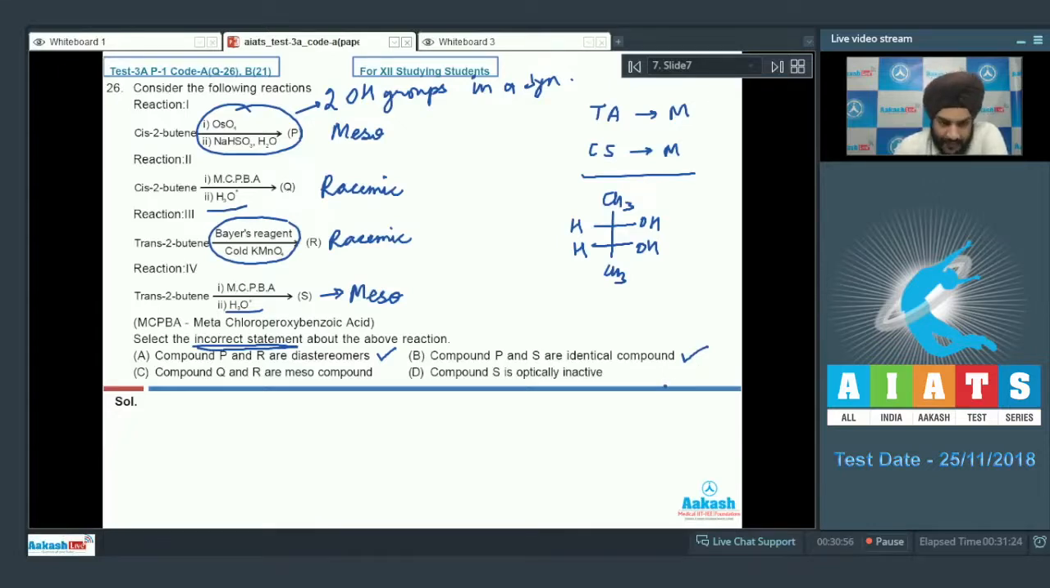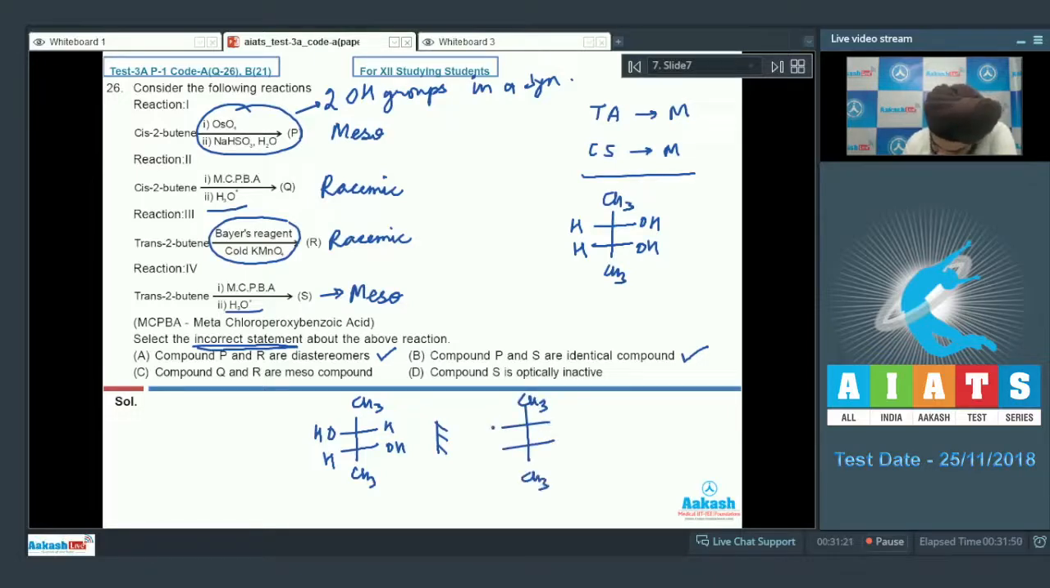Compound Q and compound R are meso compounds. This statement is incorrect, students. Compound Q and compound R will be an equimolar mixture of the optically active diols. So both Q and R will have an equimolar mixture of these two compounds. And these are enantiomers. So statement C is incorrect.